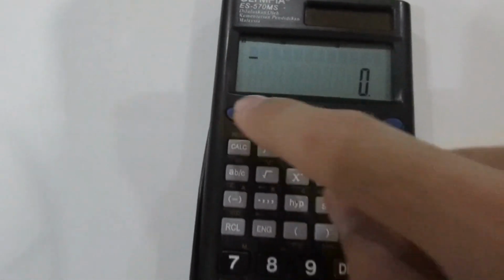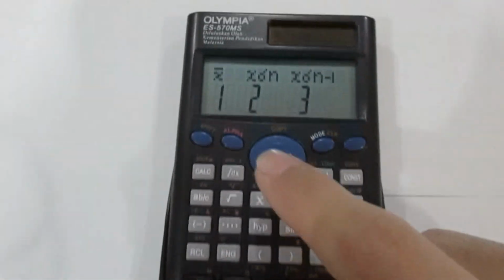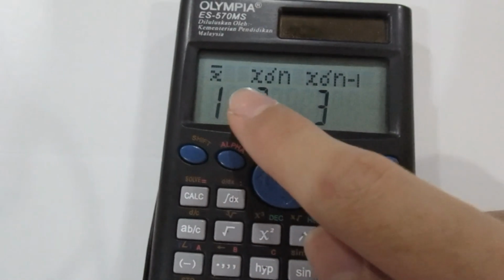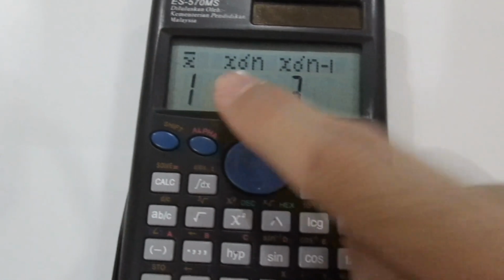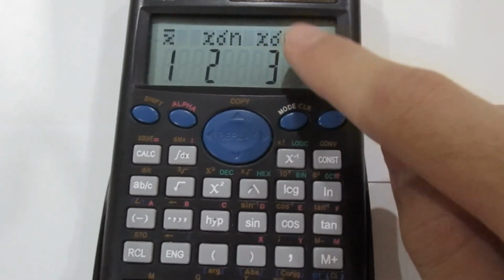You can press Shift, then S var, or variation. Number 1 finds the mean or the average of your elements. Number 2 is the standard deviation of your elements, and this one I don't know what this does.